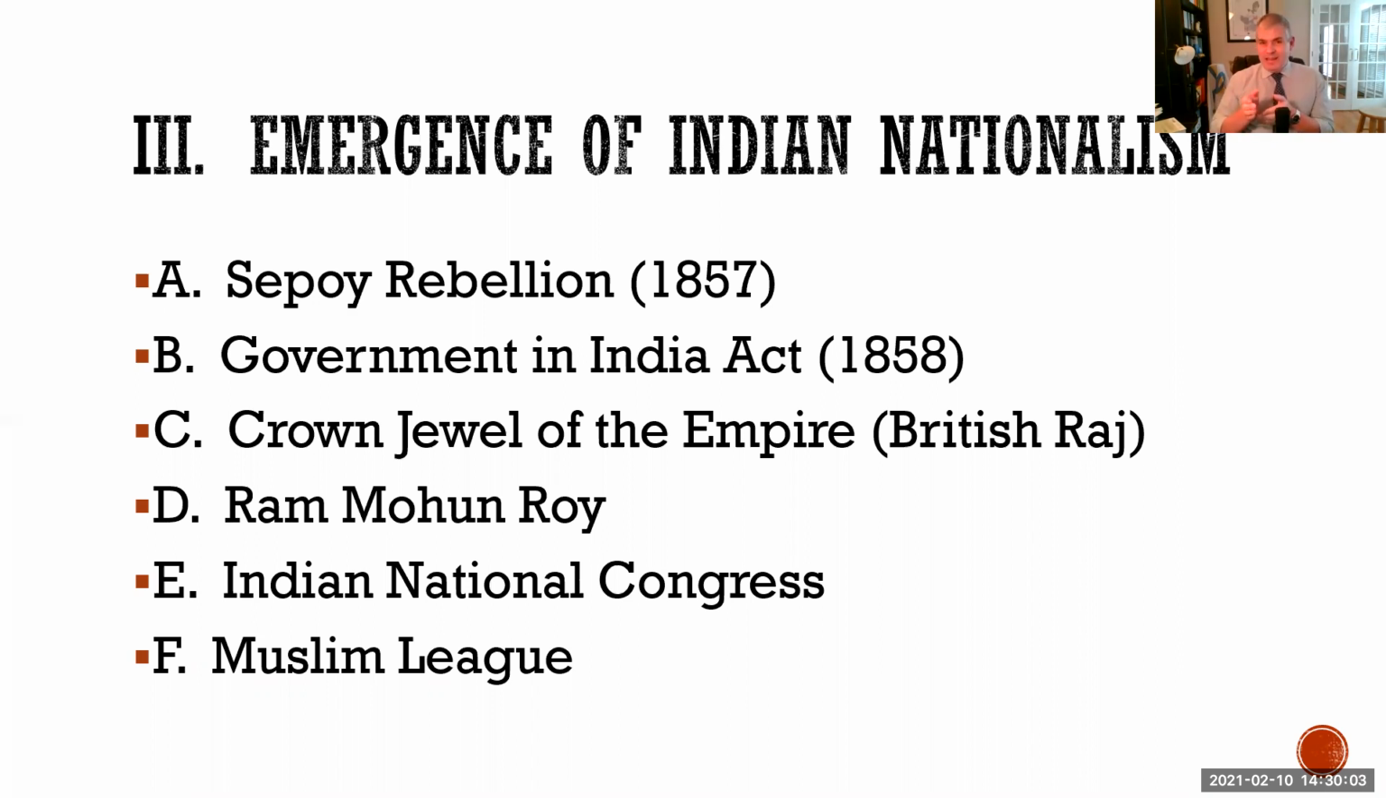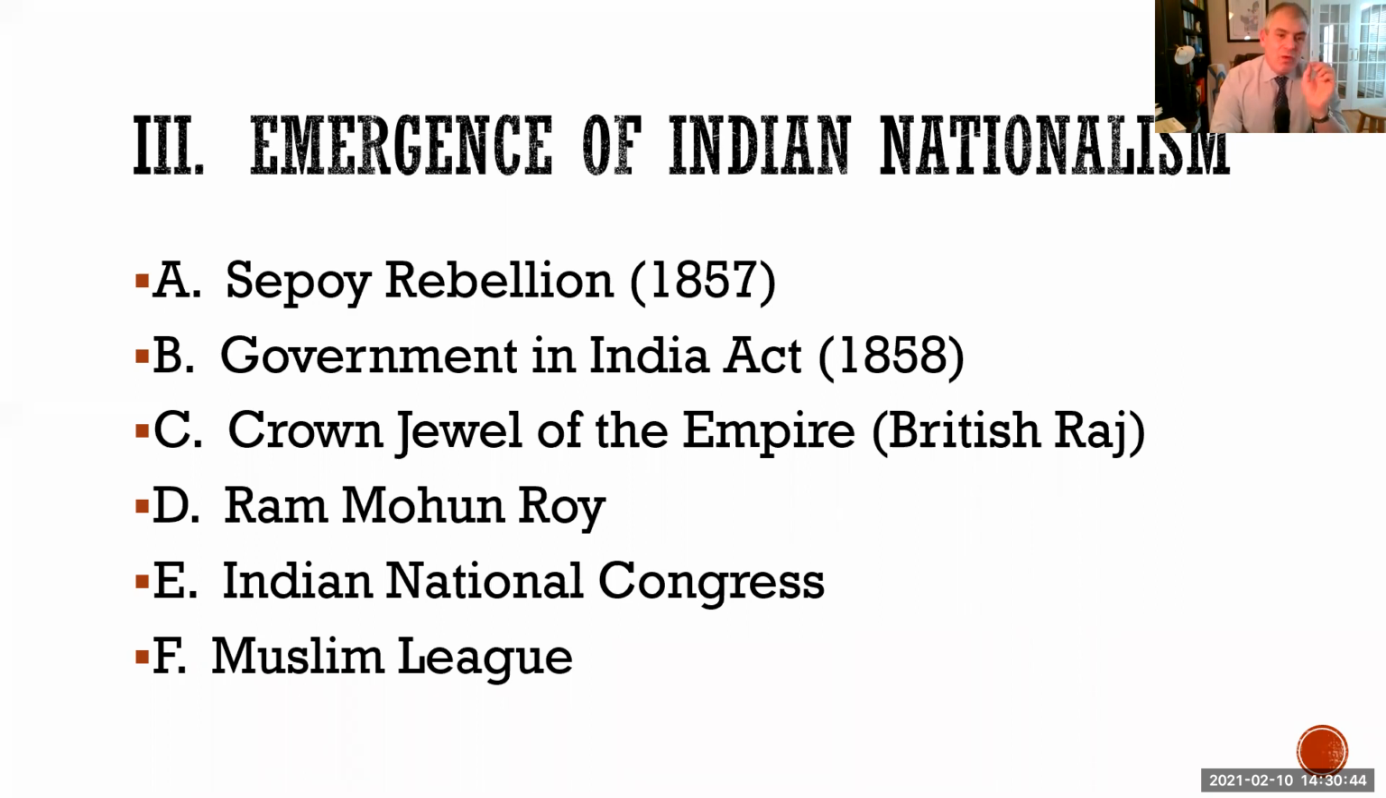Now, within India, there are Indian thinkers and writers and leaders who are arguing the case of Indian nationalism. One of these is Ram Mohan Roy. He comes about in the 1820s, so before the Sepoy Rebellion. What Ram Mohan Roy argues for is a modernized India. He wants to break away from superstitions and traditions that he views as uninformed and holding India back from the modern age. He's a staunch opponent of the Sati practice.